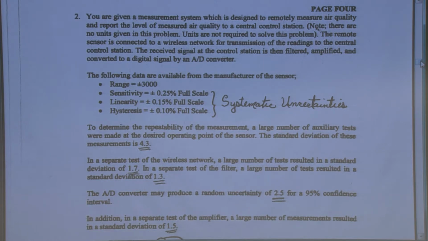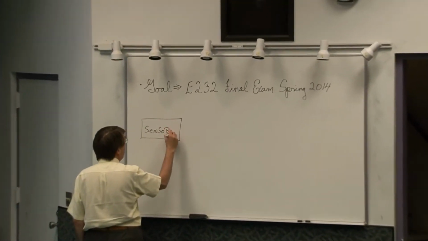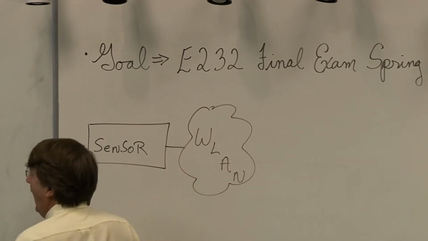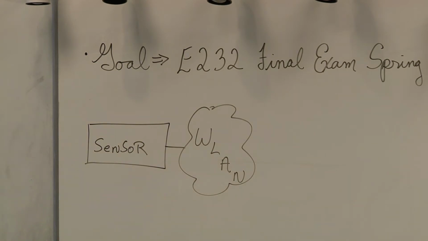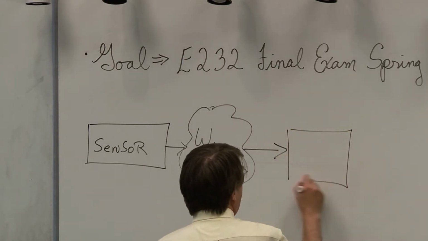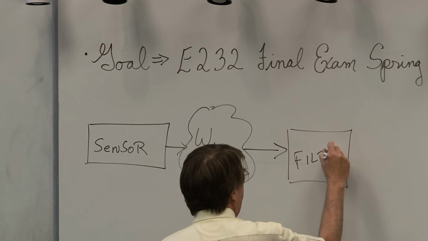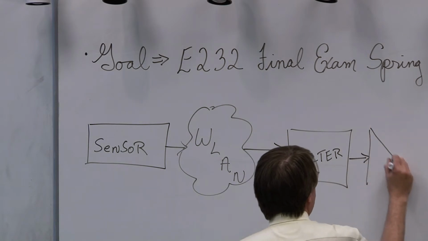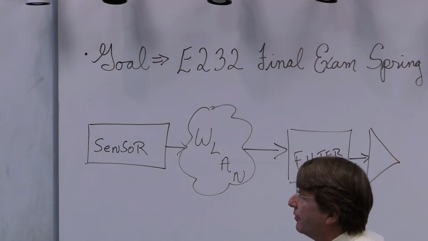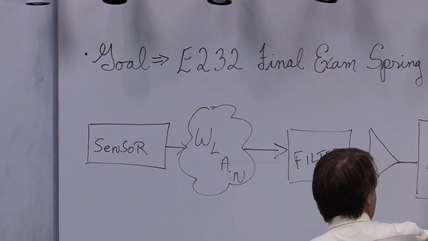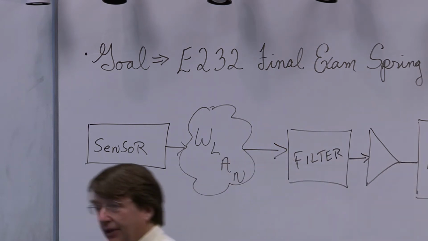All right, so we have a sensor. I kind of changed the order a little bit. We have a sensor going into a wireless network. Let's call it a wireless LAN. And the received signal is then filtered at the control station. So we go through a filter, probably to get rid of noise. And I guess the filter is also acting as an anti-aliasing filter. Amplified. And then we go through an A to D converter. Can I call that an ADC, just to save all the writing? There you have it. Okay?